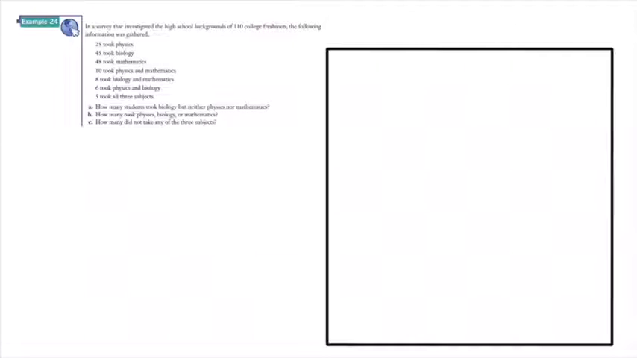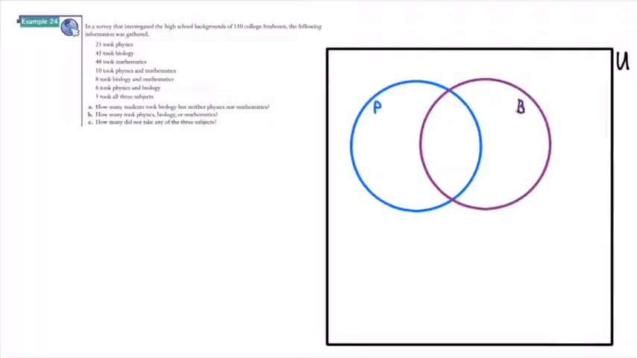Let's go ahead and draw ourselves a rectangle to represent the universal set. So I'll just label that with a U. And now let's draw 3 circles to represent physics, biology, and math. Here is a circle for physics, which I'll label with a P. And let's overlap with that a circle for biology, which I'll label with a B. And let's overlap with both of those a circle for math, which I'll label with an M.